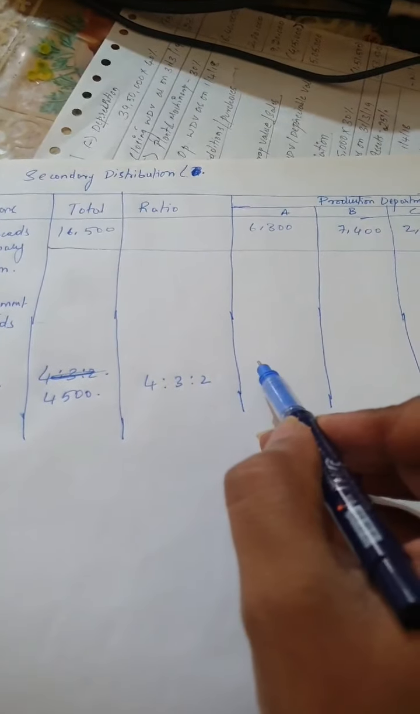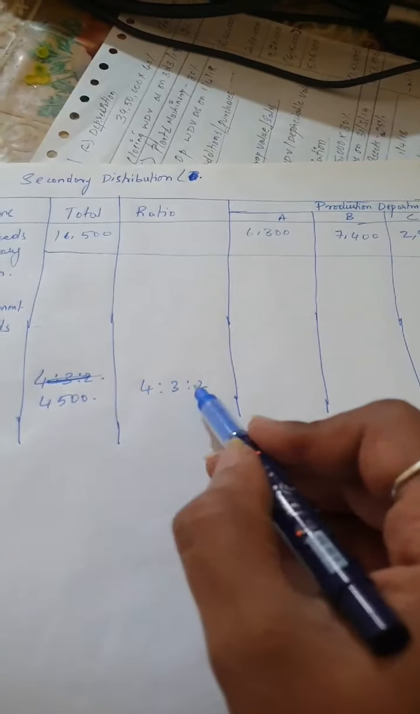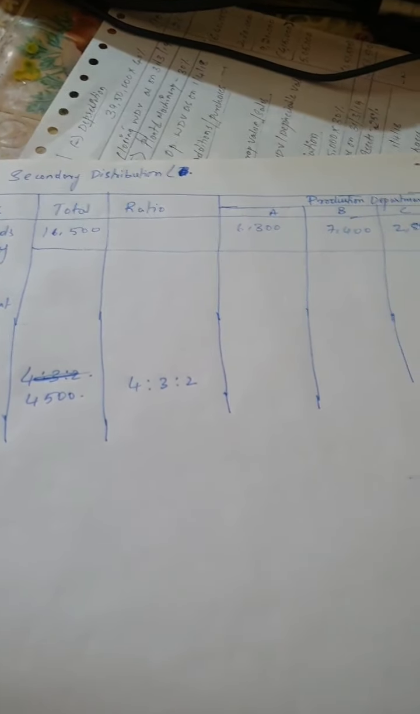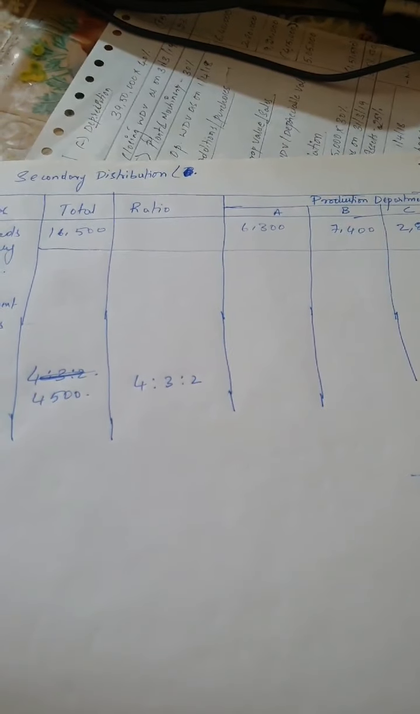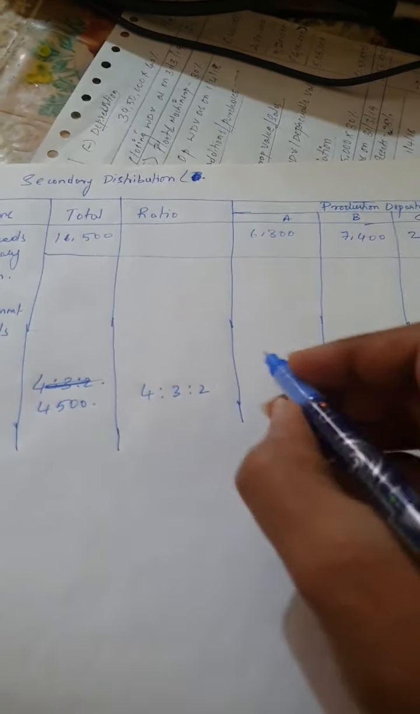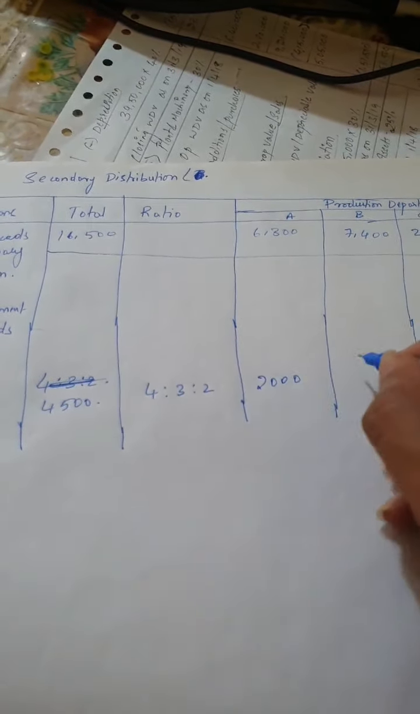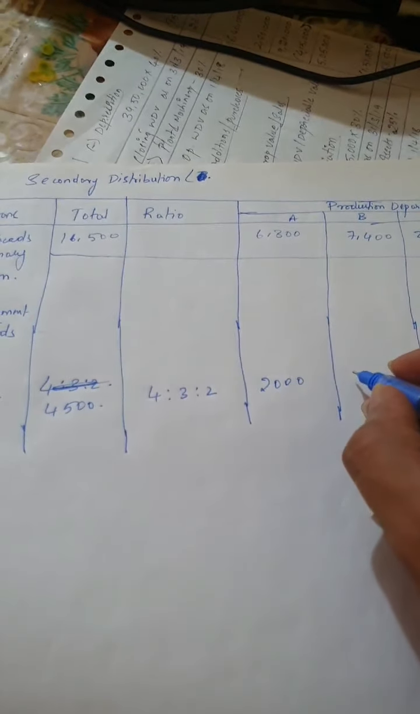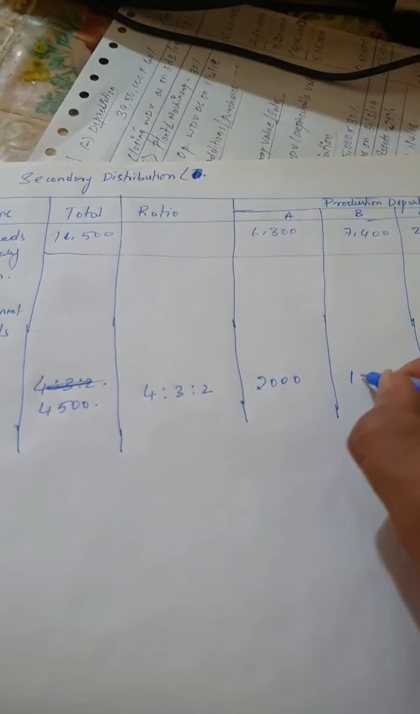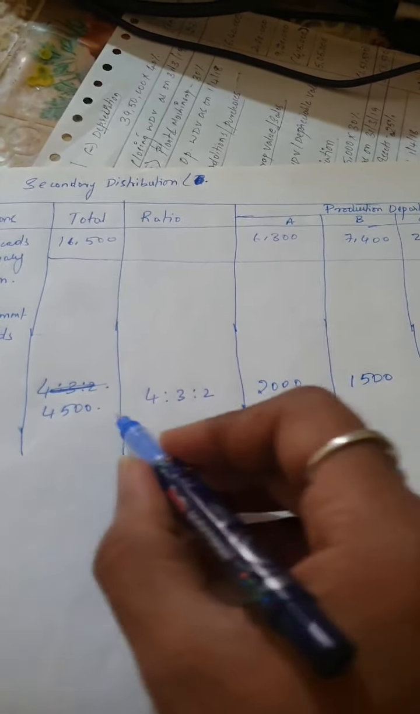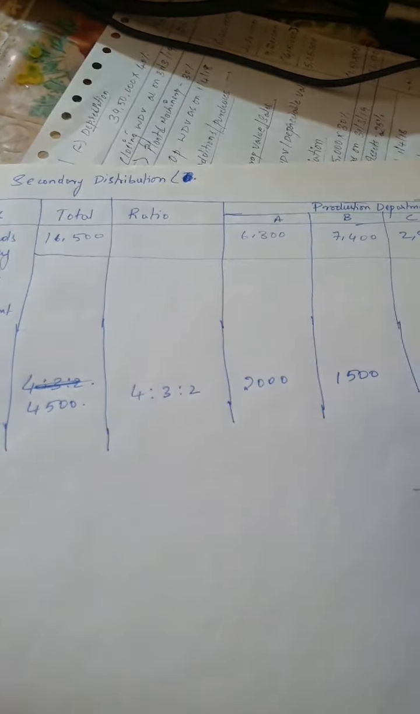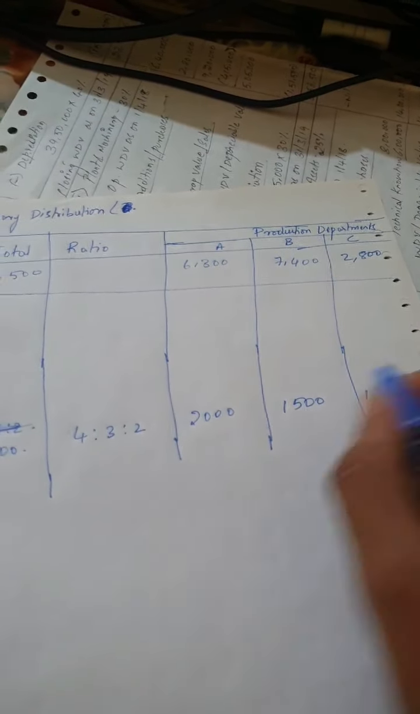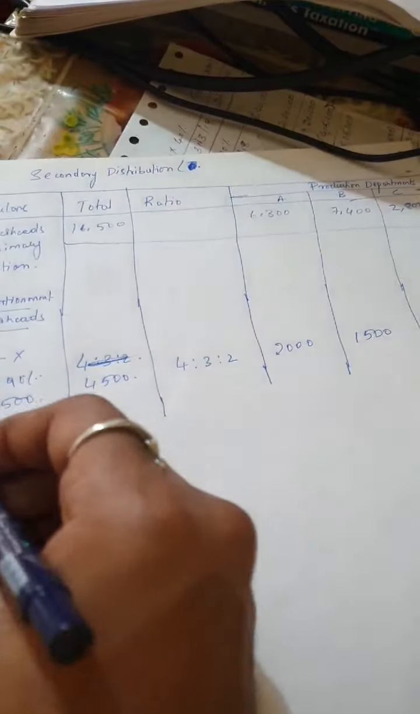So for department A, how much share should go? 4500 into 4 divided by 9. So how much will be 4500 into 4 divided by 9? It will be 2000. So for department B, it will be 4500 into 3 divided by 9. So it will be 1500. For department C, it will be 4500 into 2 divided by 9. It will be 1000.